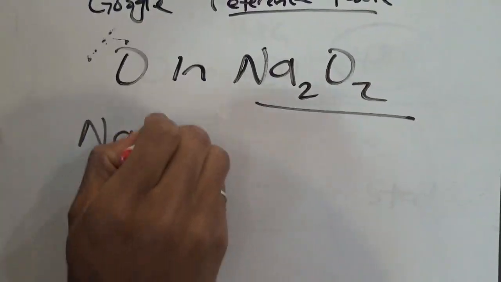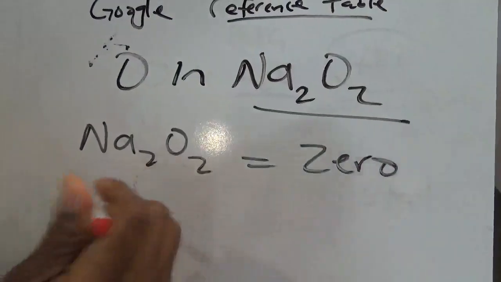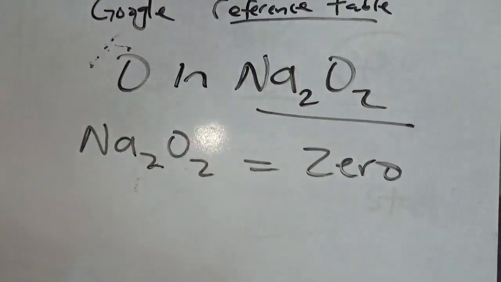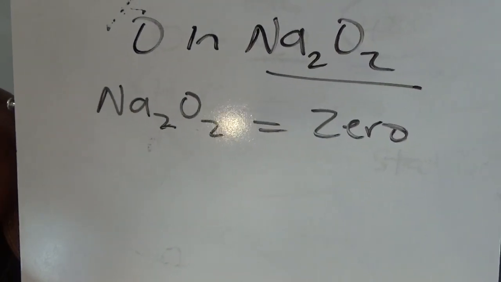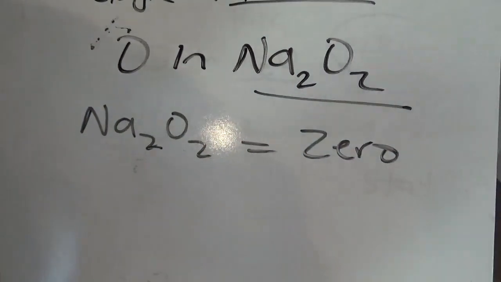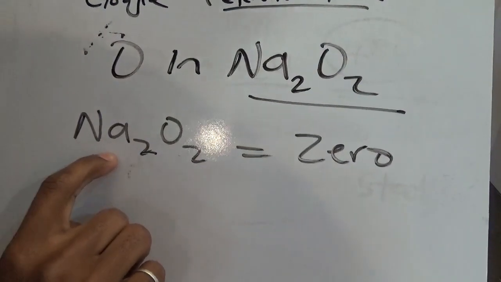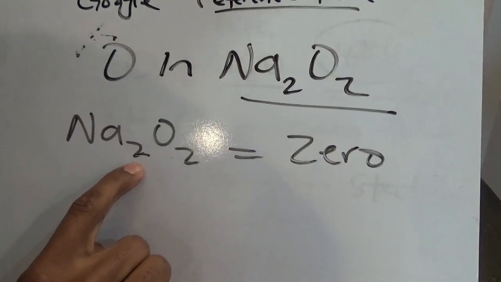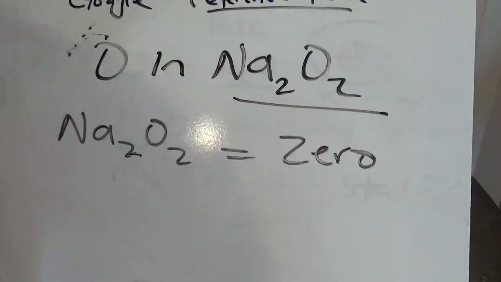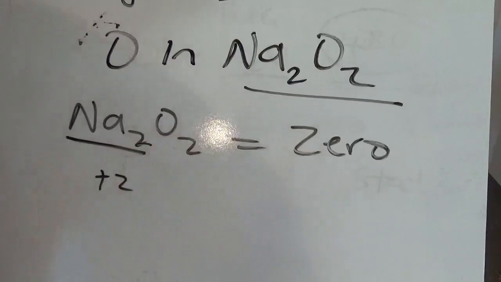And because this is a compound, the sum of all the oxidation states will be equal to 0, right? So if everything here is equal to 0, and the rule says that group 1 elements like sodium and potassium all have an oxidation state of +1. So if 1 sodium has an oxidation state of +1, and we have 2 sodiums, that would be +1 times 2, which means we're going to have a positive 2 charge for this part of the equation.